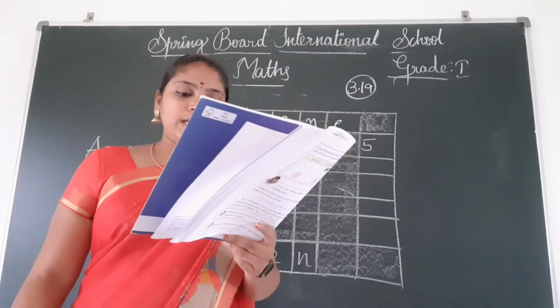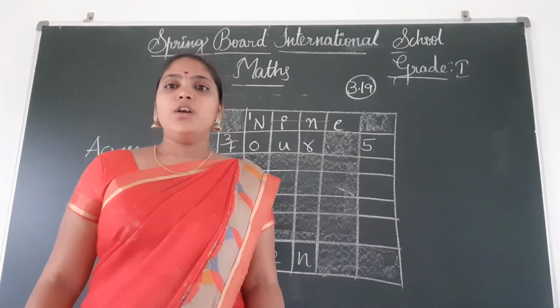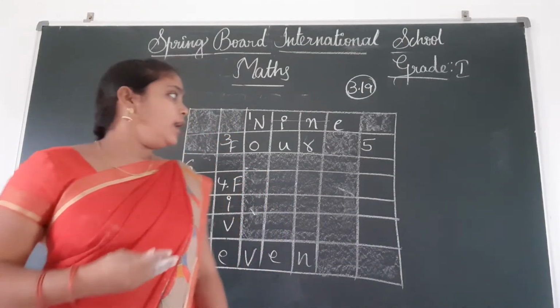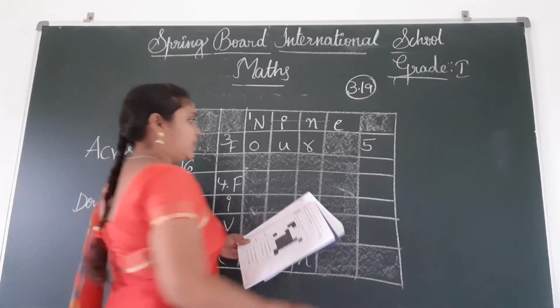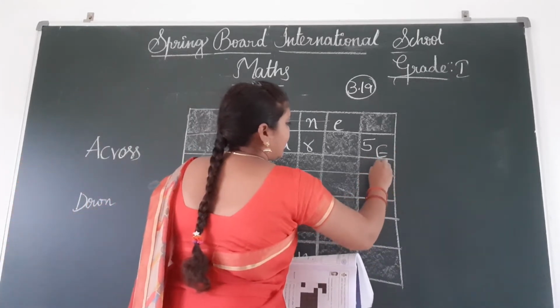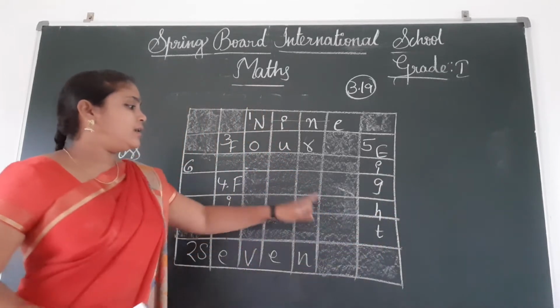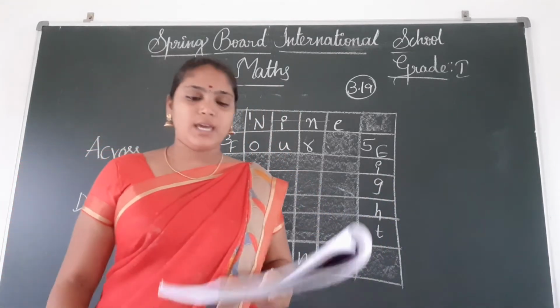Next, what comes just before 9? Which number comes before 9, children? 8 comes before 9. So here write E, I, G, H, T, 8. Don't write the letters in the colored boxes, okay?